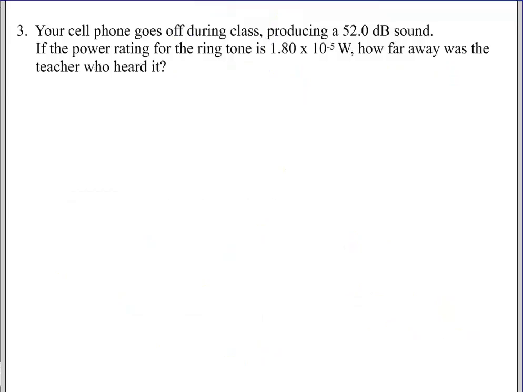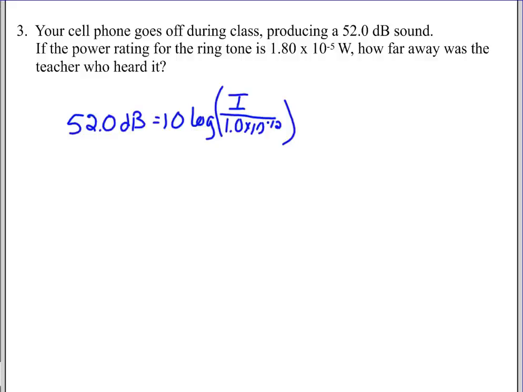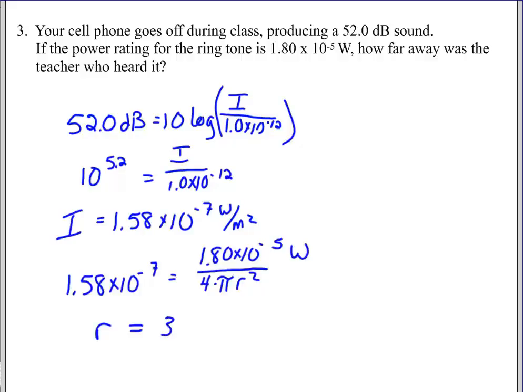All right, the next one, looking at your cell phone going off during class, you get a 52 decibel sound. Power rating is given. You're supposed to figure out how far away is the teacher that heard it. So, same idea. I'll let you figure it out. Pause this, set it up, go through the calculations, and then see how you did compared to the way to set it up and solve it. So hopefully you came close to 3.01 meters for the distance away the teacher was when your phone went off.